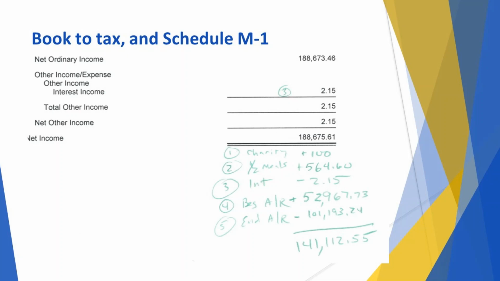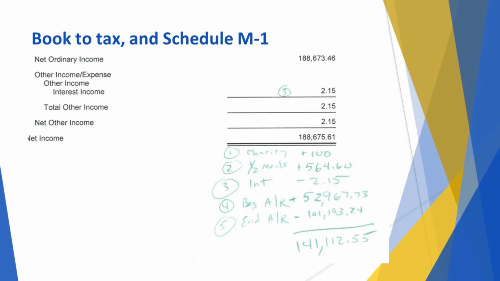return. Item 4, we add back the prior year accounts receivable ending balance. Item 5, we subtract out this year's ending accounts receivable balance. Our adjustment to net income is the difference between the beginning and ending accounts receivable balance. For this particular year, our net adjustment is a negative $48,225.51 since their accounts receivable balance grew significantly.